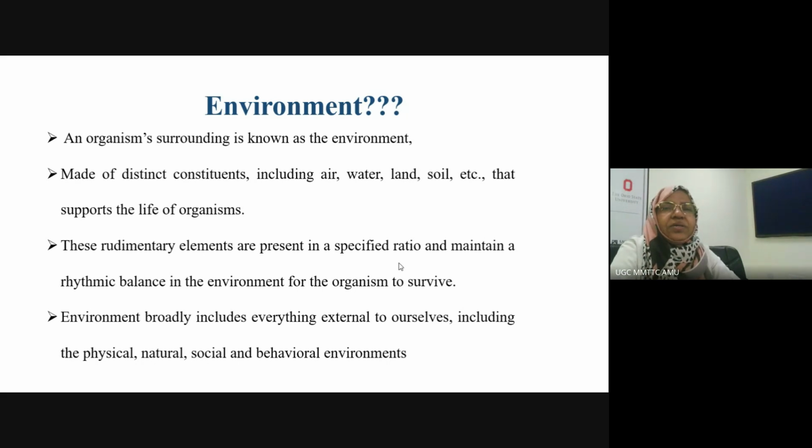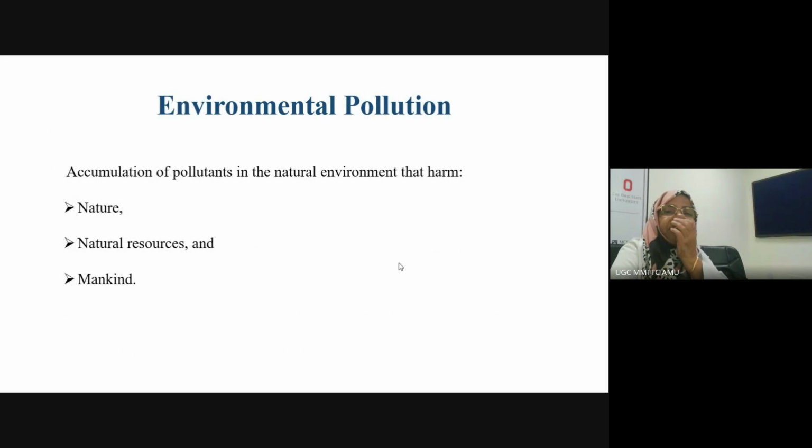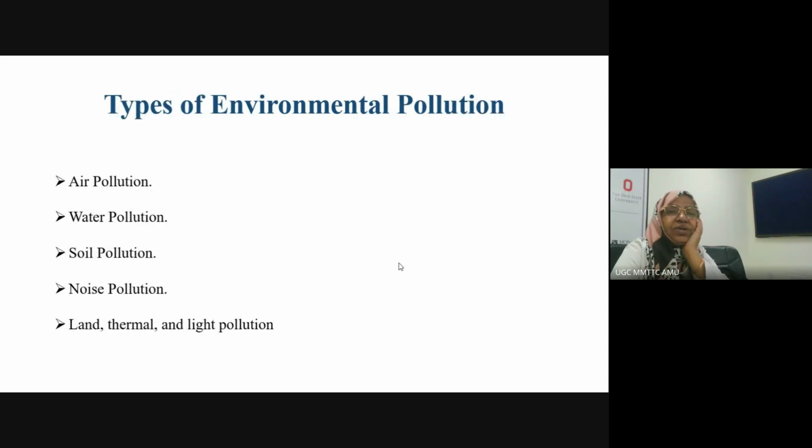So environment, the organism's surrounding, is known as the environment. Environment broadly includes everything external to ourselves, including the physical, natural, social, and behavioral environments. Environmental pollution is the accumulation of pollutants in the natural environment that harm nature, natural resources, and mankind. Types of pollution: air, water, soil, noise, land, thermal, light, and radioactive. We will talk about them very briefly one by one.